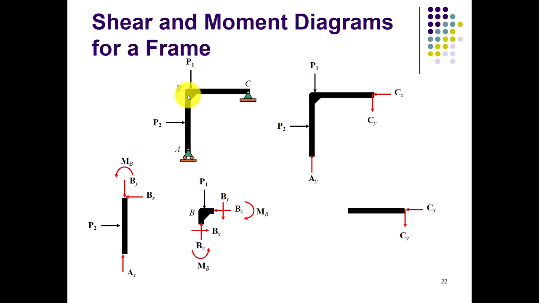So if we draw the free body diagram of AB, it would be like a hinge, a roller. It only would resist the vertical direction. In case of point B, it would resist all three internal forces, and at point C, it would only resist the two external forces, which are reactions. So, in case of a frame, a frame is basically the combination of a beam and column.